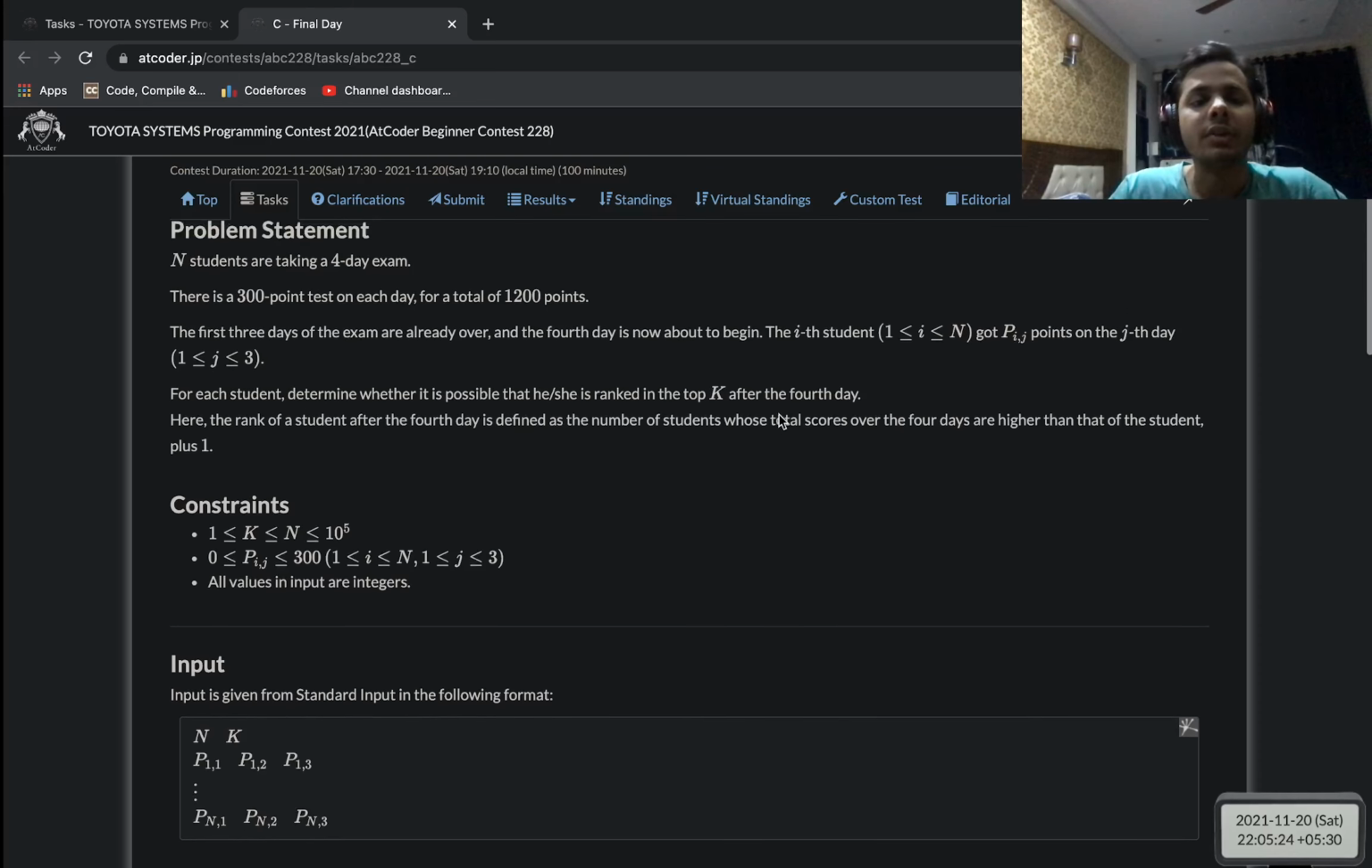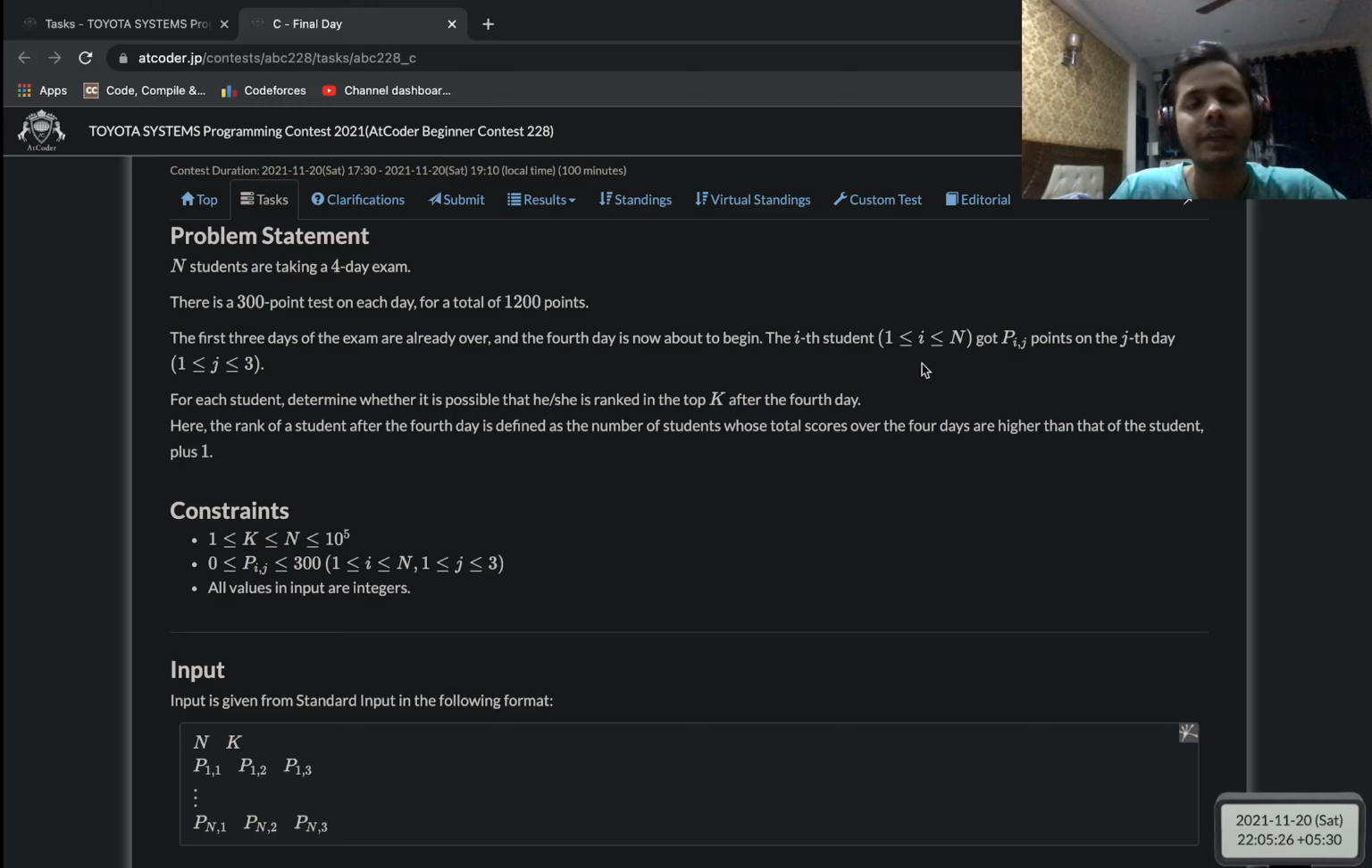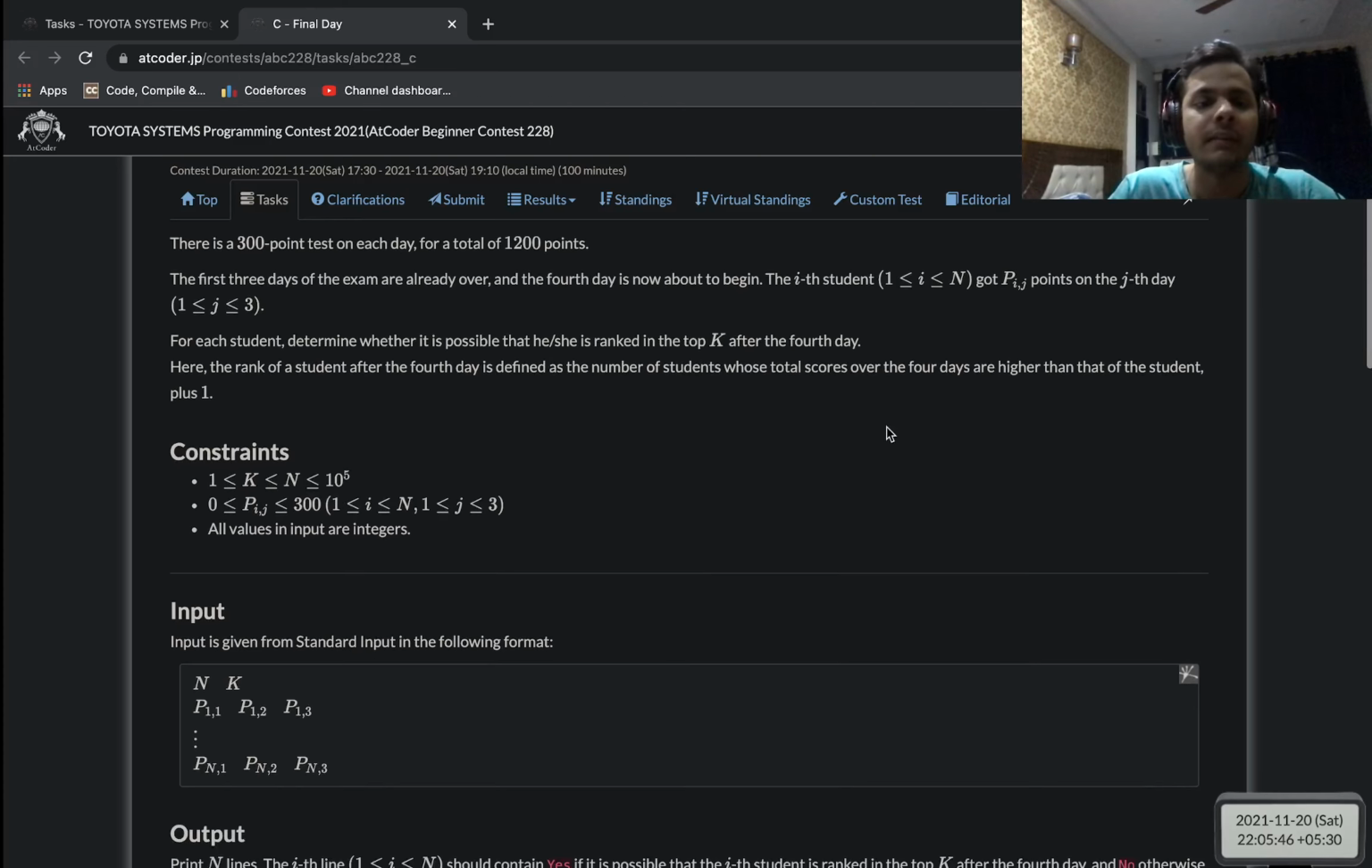Right. So the question is asking us that we have been provided with the data about the marks scored by each student in the first 3 days, but we have no idea about the marks scored by any student in the last day. What we need to do is for each student, determine that in the best case scenario, is it possible that the particular student is ranked in the top k people or not? That's the only thing we have to tell.